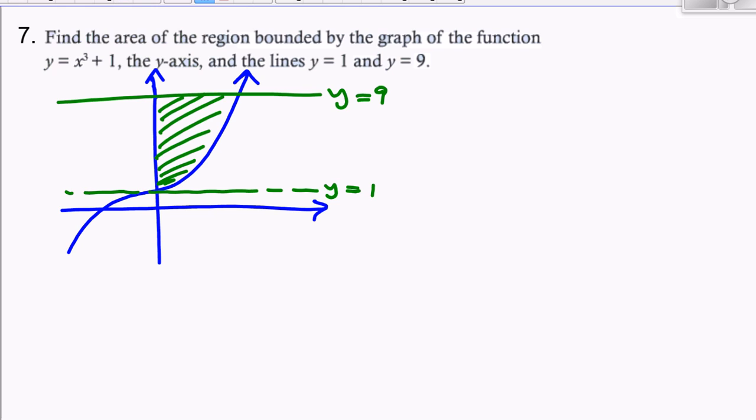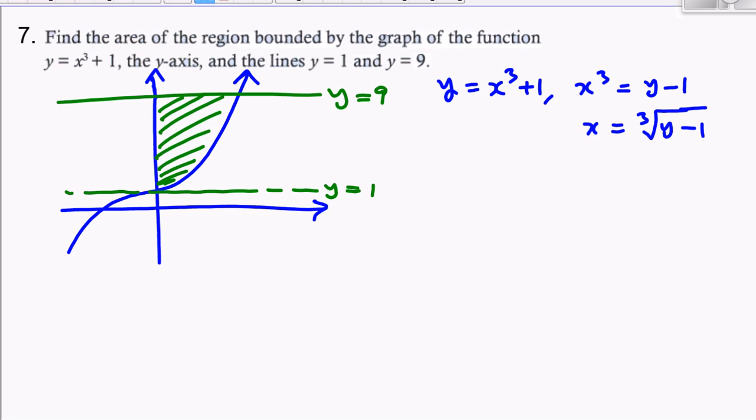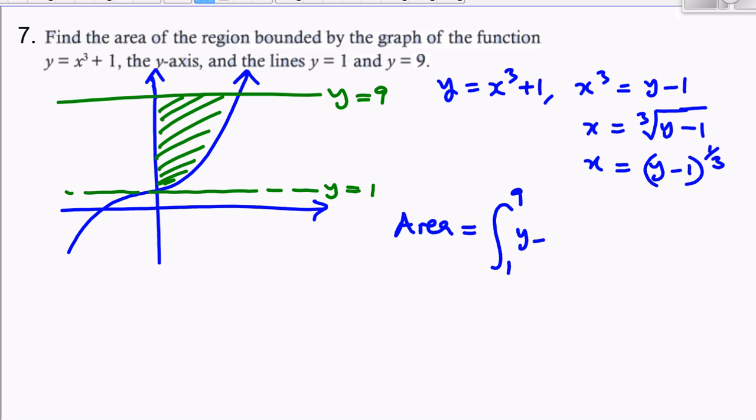So the first step is to make x the subject of the formula. So y is equal to x cubed plus 1, which means that x cubed will be y minus 1. x will be the cube root of y minus 1, or we can just write this as y minus 1 to the power a third. So the area will be the definite integral of y minus 1 to the power a third dy.